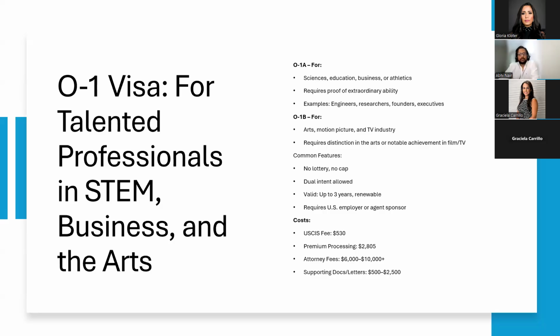There is no lottery, no cap, and unlike many other visas, O1 allows dual intent, which means you can pursue a green card while staying on this visa. You typically get 3 years on initial approval, and after that, you can extend it in 1-year increments. Now the costs are substantial. The USCIS filing fee is around $530. If you go through premium processing, there is $2,800 if you want a fast 15-day decision. Attorney fees vary, but most cases land between $6,000 and $10,000. Supporting documents and letters add another $500 to $2,500 depending on how much expert help you need.